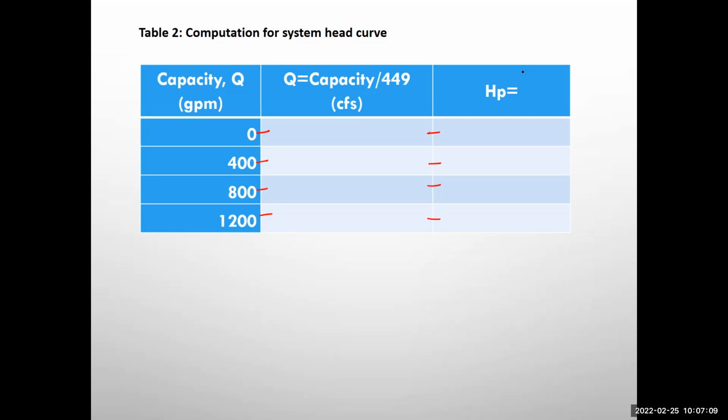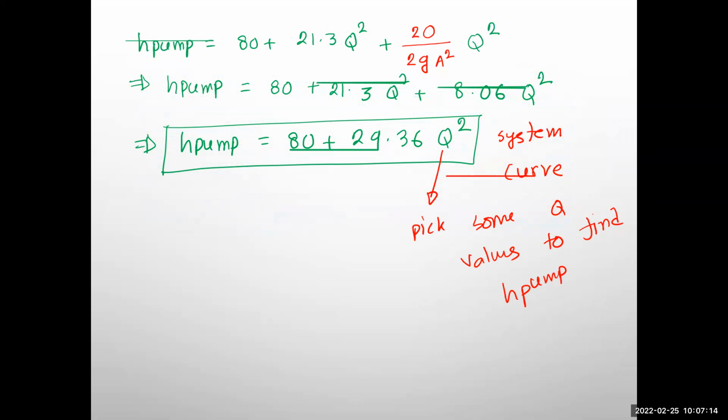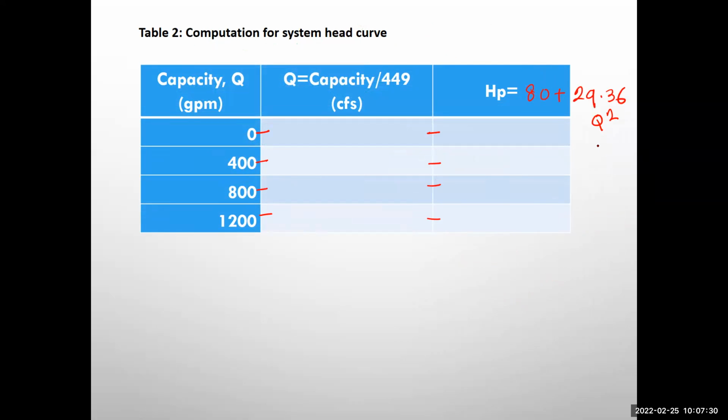Okay, so what was the equation we got? 80 plus 29.36 Q squared, okay? So let's write it down. 80 plus 29.36 Q squared. Now, this equation was developed based on Q in CFS, but we have Q in GPM. That's why we need to convert Q into CFS also, just for calculation purpose. So do that and give me the value for H pump.